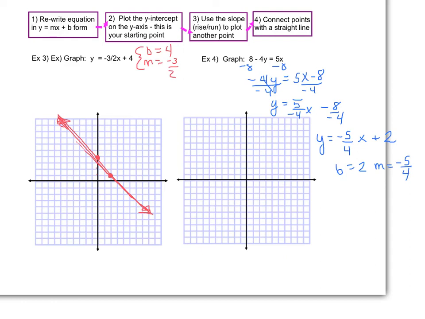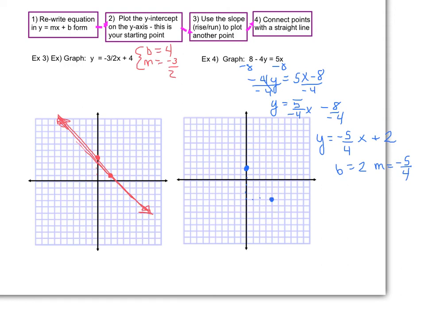And I know according to step 2, the next thing I do is plot that 2 on the y-axis as my starting point. And then rise over run, I go down 5. And I run right 4. And I plot that point.